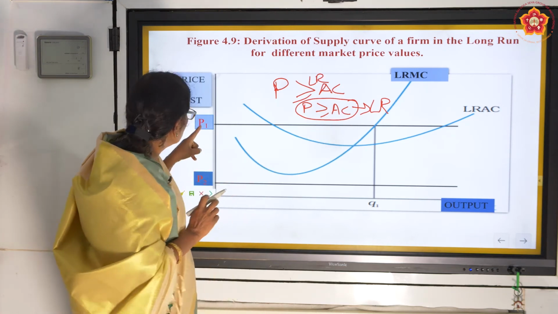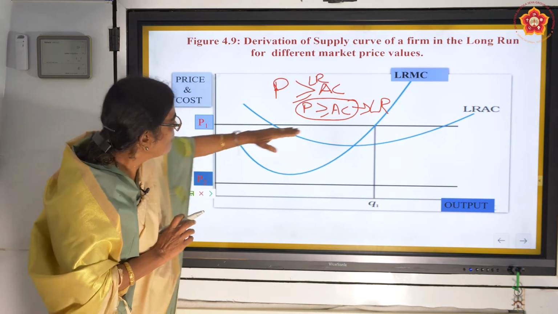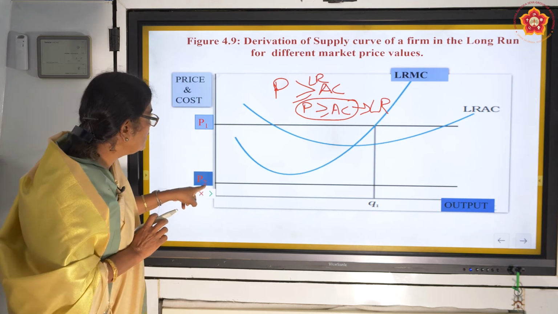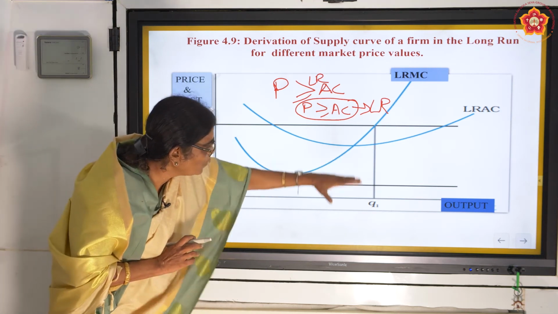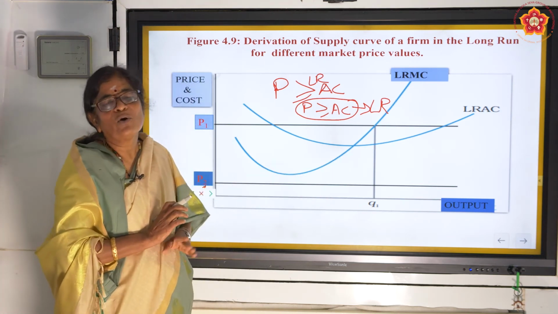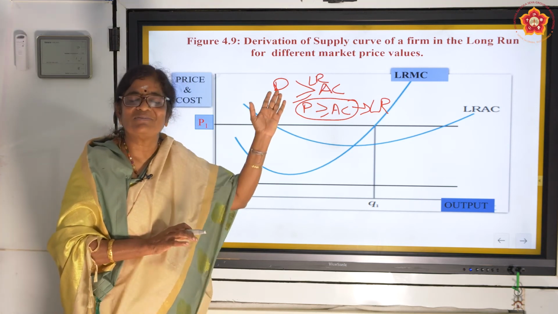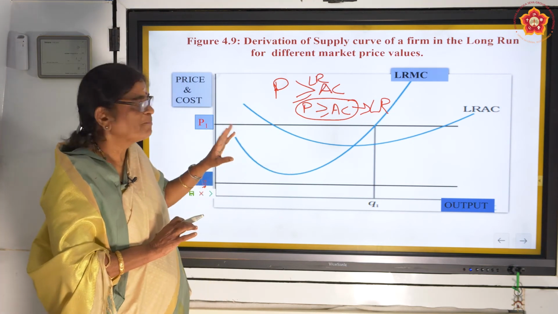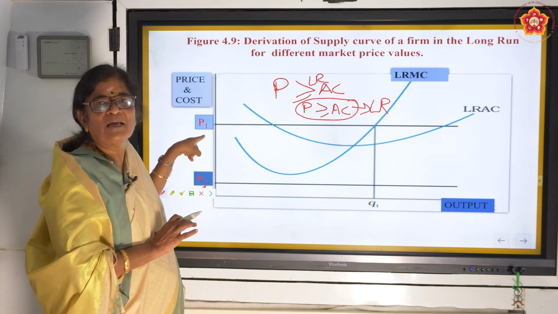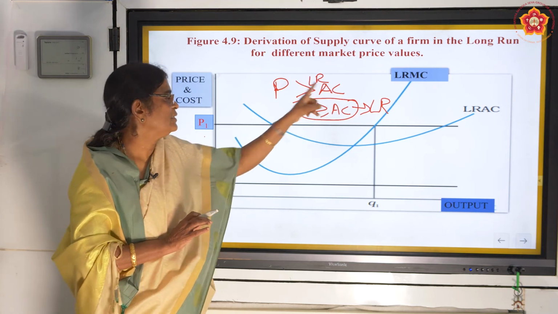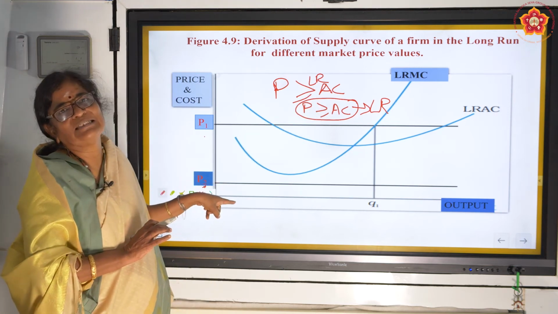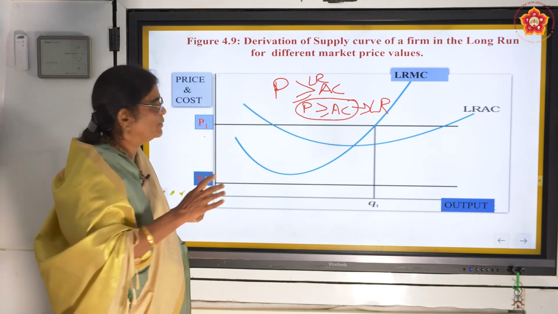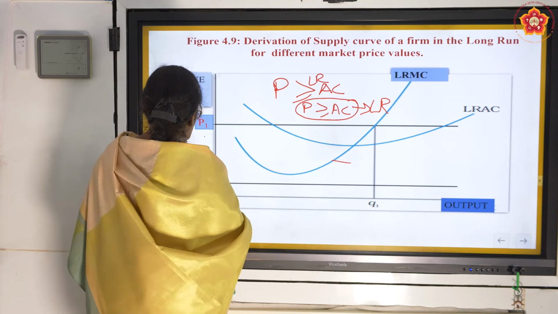That condition is fulfilled by the price P1, because P1 is above the AC curve. But P2, what is happening? P2 is all the way below the LRAC curve. Therefore, to derive a supply curve, as we have done in the short run case, here also we are going to say what is happening. Case 1, P1 greater than AC, or LRAC, and P2 less than AC, meaning LRAC only, because there is no difference between fixed and variable. Therefore, we are going to study this next.